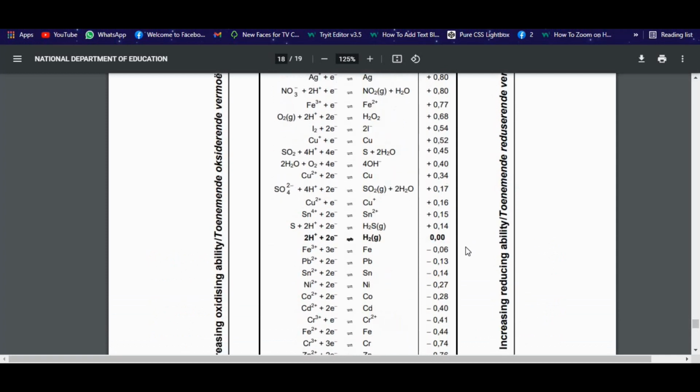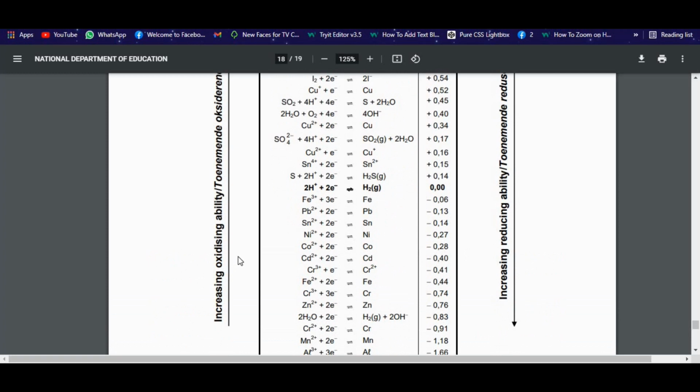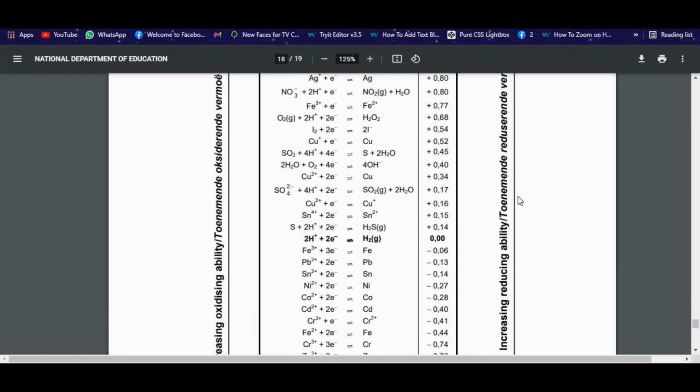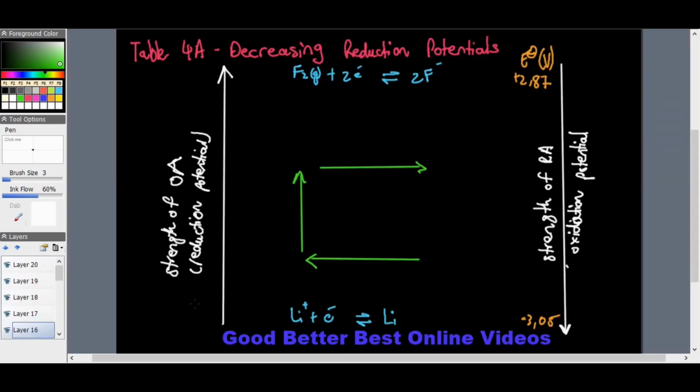Now on the table in the exam, going up, it says increasing oxidizing ability, and on the right hand side it says increasing reducing ability, which I've labeled slightly differently. Going up the table is the reduction potential, or the strength of the oxidizing agent, whilst coming down is the strength of the reducing agent, which is the oxidation potential. So going up, we are getting to the more reduction side of the table, and going down, we're getting to the more oxidation side of the table.